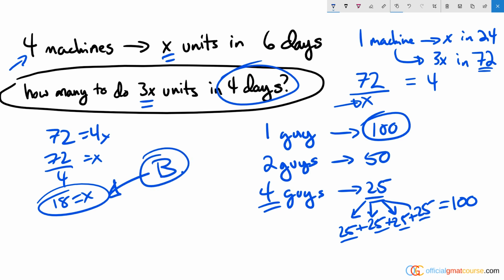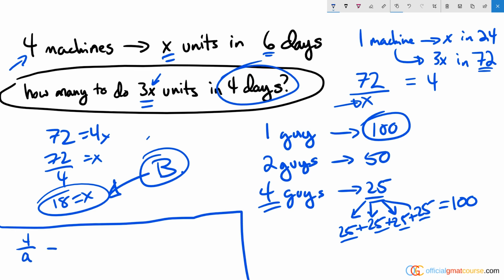Now, if we wanted to do it from a more technical standpoint, we could solve it using the work rate formula that we've seen before. And basically that formula would say, if you have 4 machines that can produce X units in 6 days, just call X units one job. So instead of X units, call it 1 unit, and then we'll call this 3 jobs. So we would have 4 over the number of days that it takes one machine to do a job equals 1 job in 6 days. And if we cross multiply, we find out that A equals 24. Which is what we found out in this other situation up here as well.